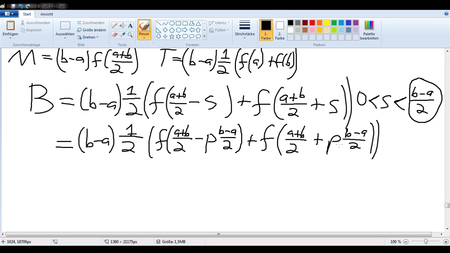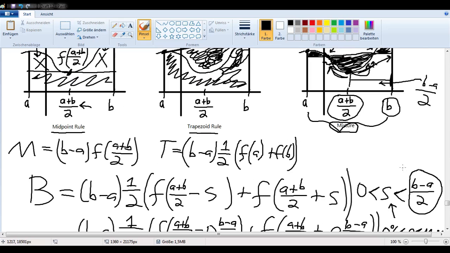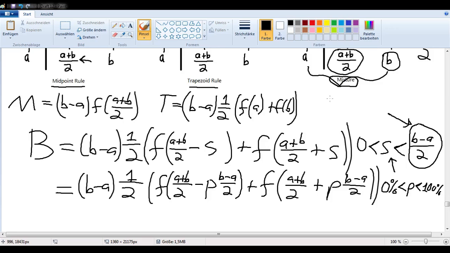And what could we say about p? Well, just translating this into percentages, we would say that p should definitely be more than 0, right? Because if p were 0%, then this whole thing would be 0 and we'd be stuck with the middle point again. So it should be greater than 0 and less than 100%, probably, or definitely should be less than 100%. Because if we took 100% of this maximum, then again we'd be over here at this point b, or back at the point a. So we don't want that.